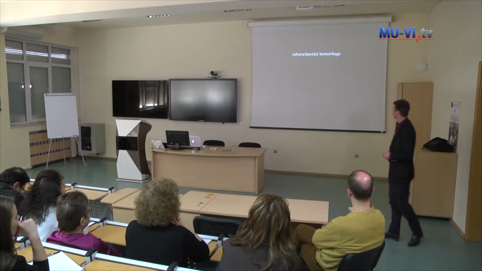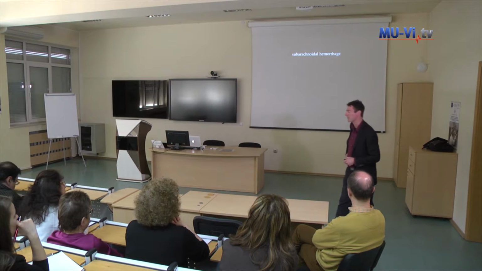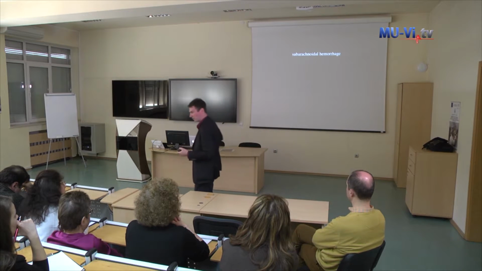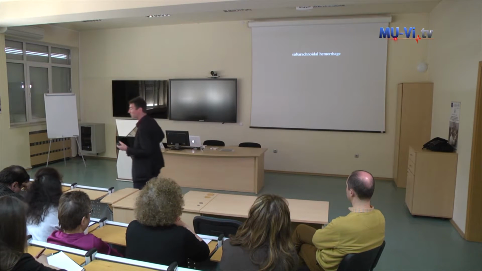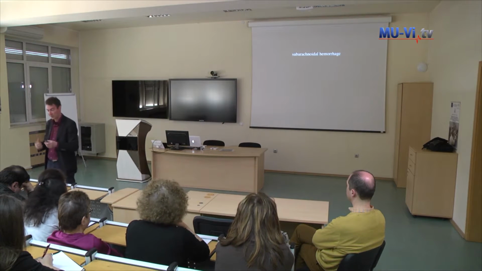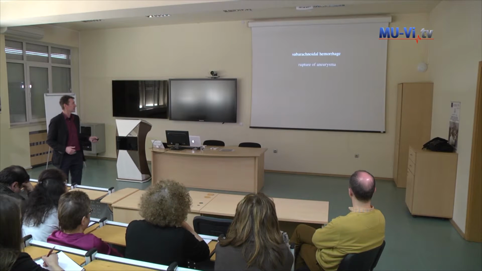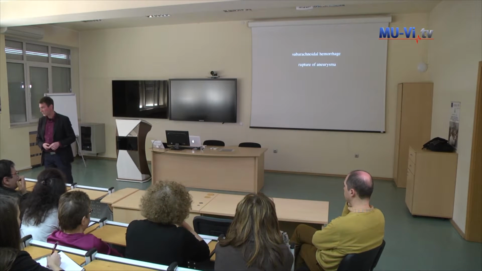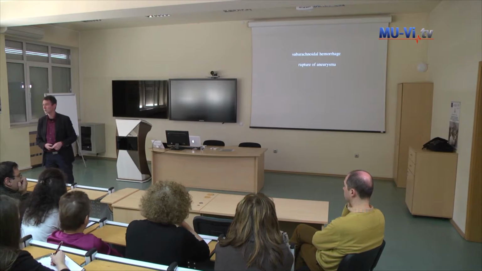A third example is the subarachnoidal hemorrhage. And the subarachnoidal hemorrhage, of course, is bleeding in the subarachnoid space, and we have seen that blood vessels run inside the subarachnoid space, surrounded by liquor. And the best known cause of a subarachnoid bleeding is the rupture of an aneurysma.